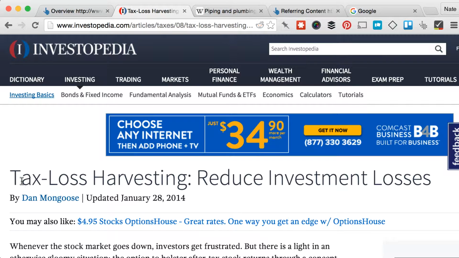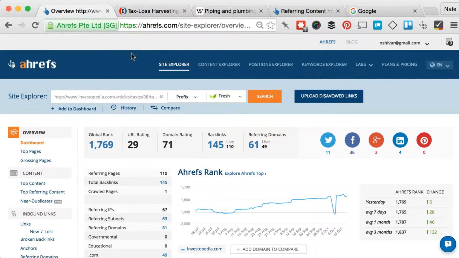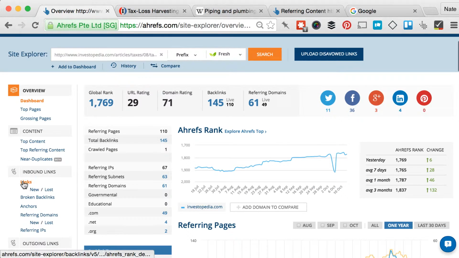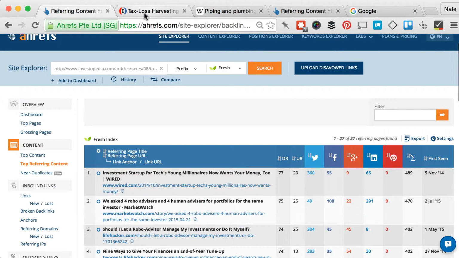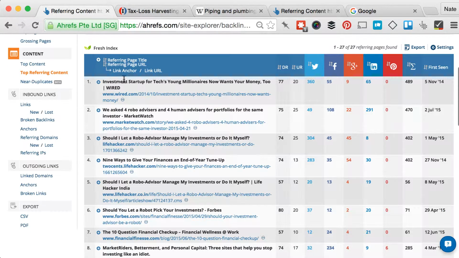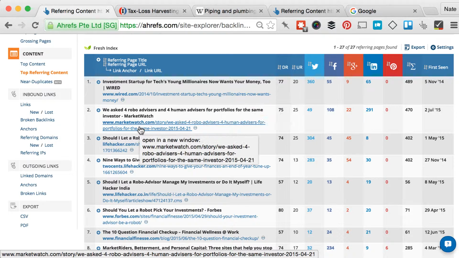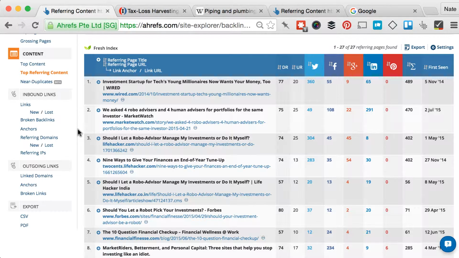So you take something like tax loss harvesting, an Investopedia guide, and drop it into Site Explorer. You can go down, look at the links, look at the top referring content, and you can instantly find writers and journalists who are writing about tax loss harvesting. You can do two things: create content that they're more likely to link to, or scrape these, find the journalists who are writing it, and use them to prioritize your PR outreach, because you'll know that these writers not only are looking for good source information, but that they also link out.